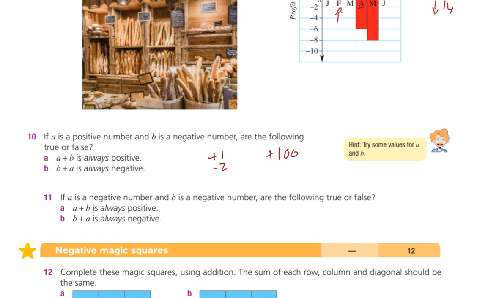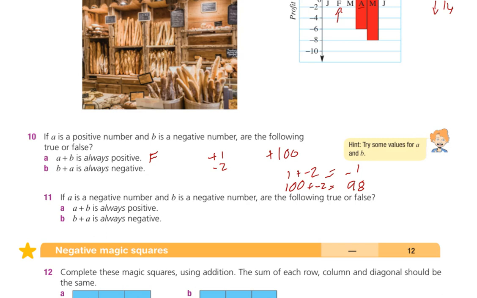A plus B is always positive. If I did 1 plus negative 2, that would end up giving me a negative number. But if I used 100 instead, I wouldn't always get the negative number. So A plus B is always positive, that's false. It's not always going to be the case.